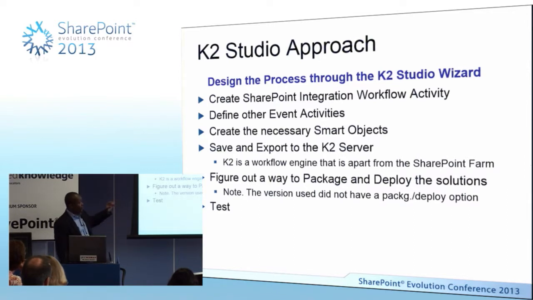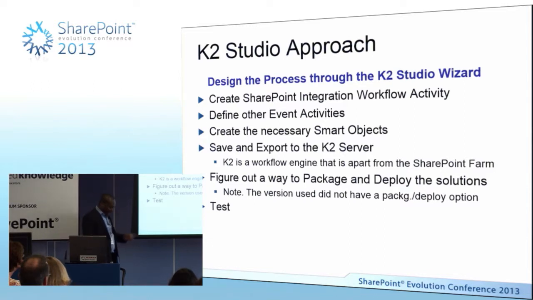Some of the challenges, however, was how do I still do that parallel approval, which is tricky, but let's go down this process. Create the SharePoint integration workflow activity. There are a couple different ways that you can do K2. You can do K2 based on events, or based on SharePoint integration. K2 gives you so many different ways, even your own ways of adopting things. I had the SharePoint integration activity, event activities such as email activities, and sometimes a document library activity, where you look at the document library and see if something changed, then do this.